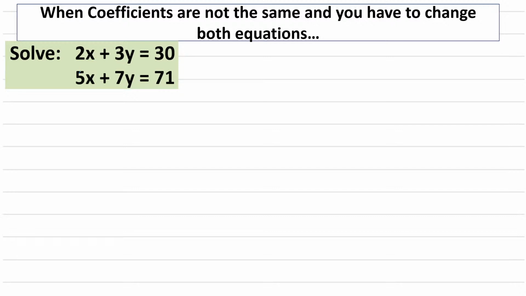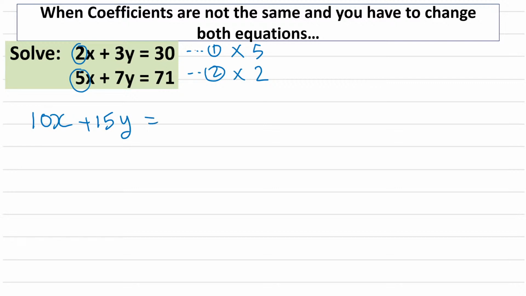I'm going to multiply equation 2 by 2. I'm going to call this equation 1 and this one equation 2. I'm going to multiply equation 1 by 5, and I'm going to multiply equation 2 by 2. Now what do I have? 2 times 5 is 10x, plus 3 times 5 is 15y, equals 30 times 5, which is 150.